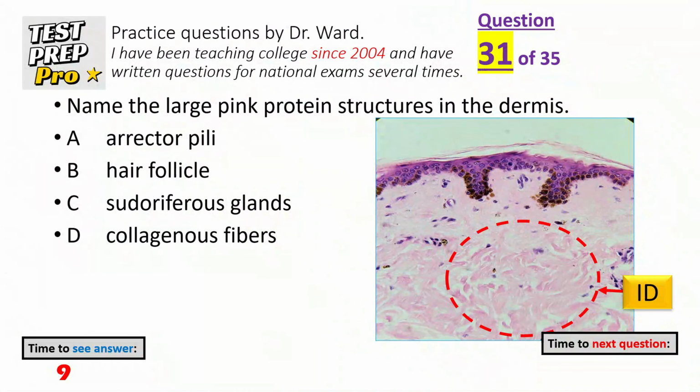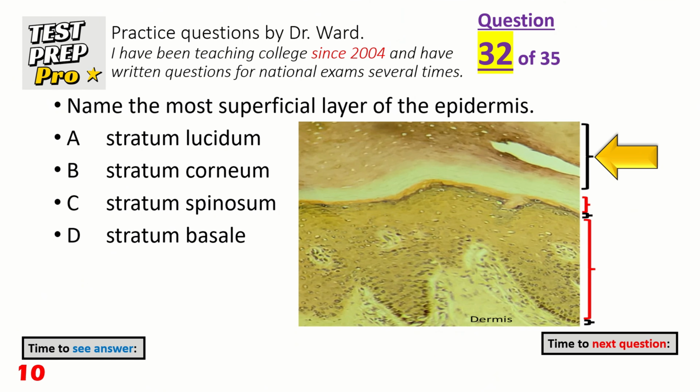Name the large pink protein structures in the dermis. Collagenous fibers. You're doing great. You're almost to the end. Name the most superficial layer of the epidermis. Stratum corneum.